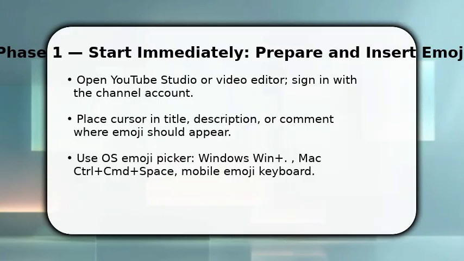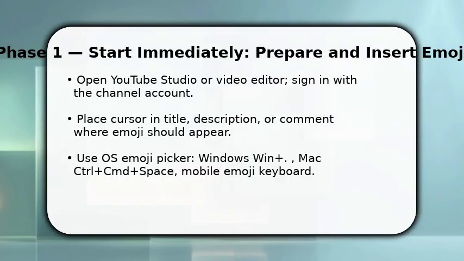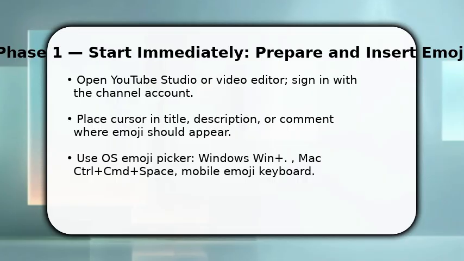Open the title, description, or comment field in YouTube Studio and place your cursor where the emoji belongs. Use your device's emoji picker. On Windows, press Win and period. On Mac, press Control Command Space. On mobile, switch to the emoji keyboard.